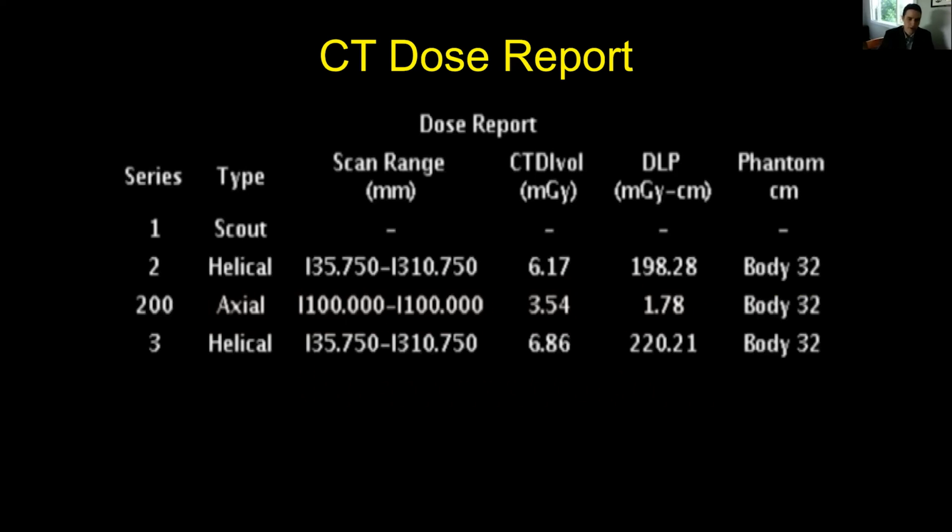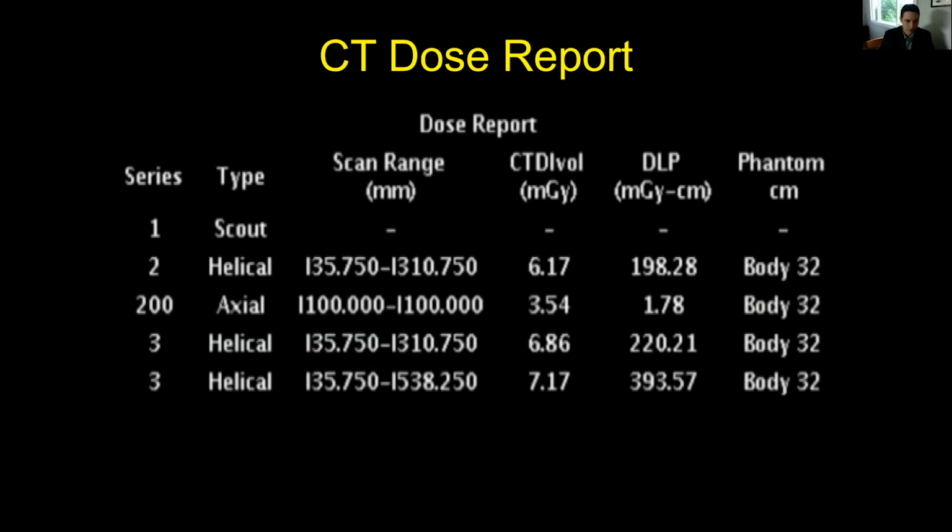Okay, now this is going to be our arterial phase. So it looks like we have the same scan range as we did for the non-contrast above, 35 to 310. And looks like we're going to do it again. Okay, so it looks like we're doing abdomen, pelvis. Now we have 35 to 538, so we've done a longer range.